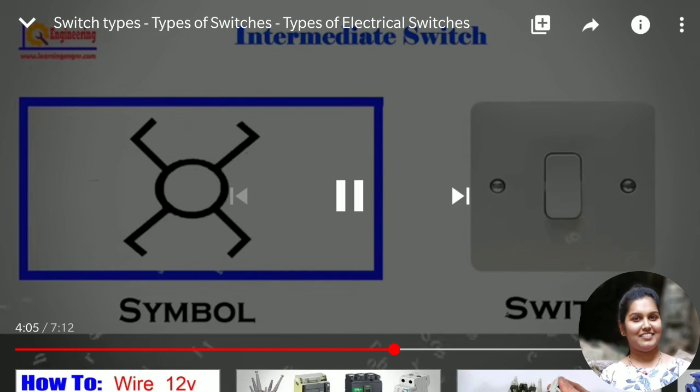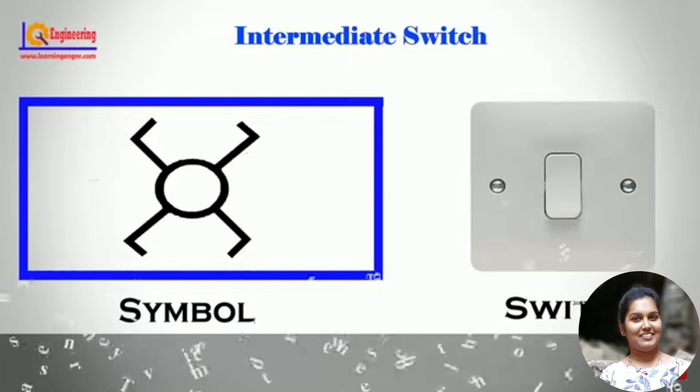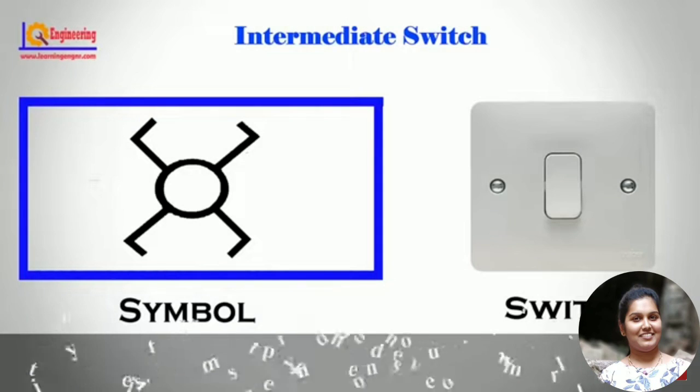Intermediate switch. An intermediate switch is where 3 points control the same circuit. This is a very versatile switch and can be used for most lighting situations. But in reality it is more expensive, so you would normally only use it when needed.